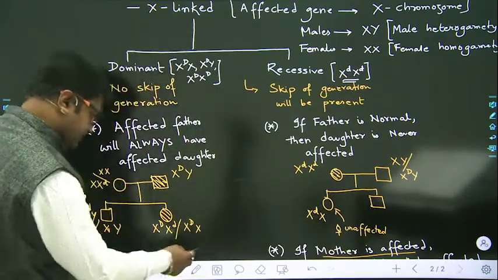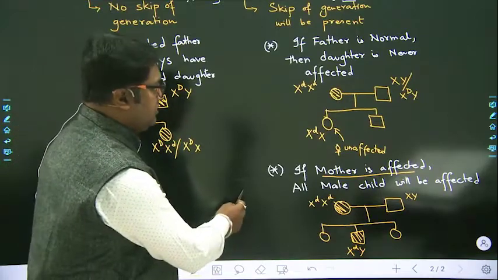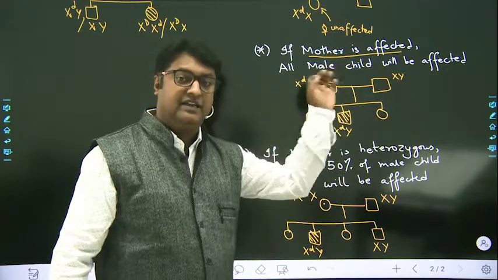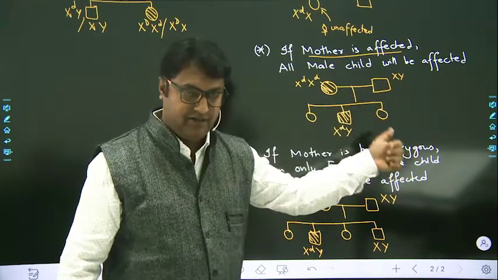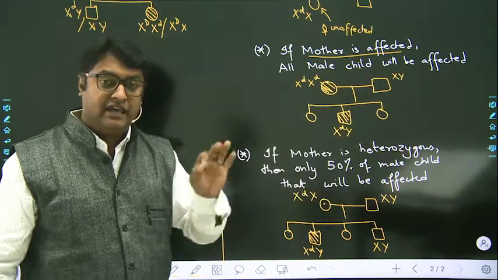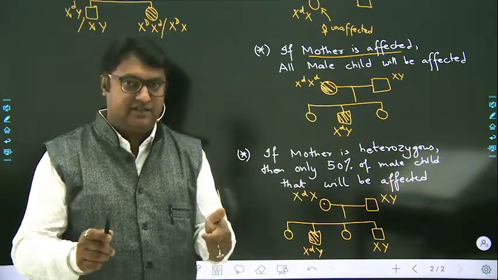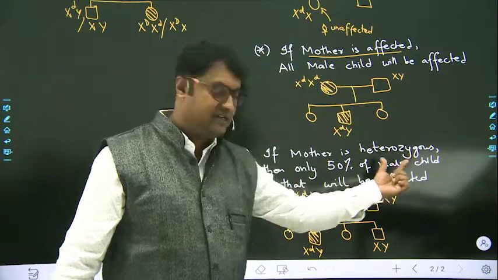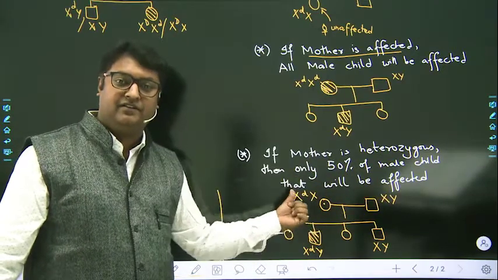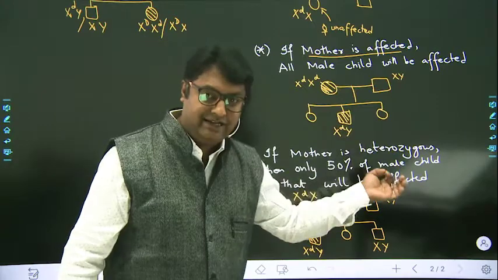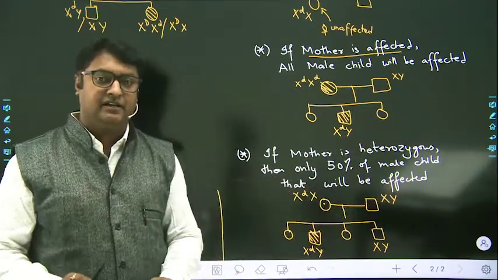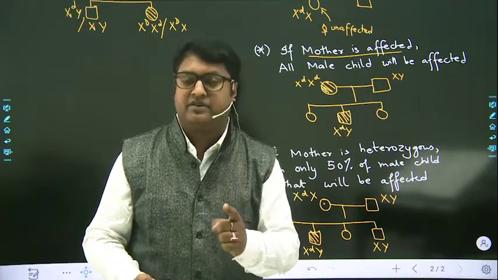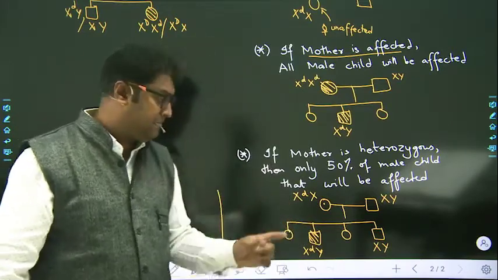Clear? Next, we learnt that if the mother is affected, then all the male children will be affected. And just reversing this statement, if the mother is a carrier and not affected, how will it be possible? If the mother is heterozygous, that is, either one of the X chromosomes is carrying the defective gene, then there is a probability that out of all the male children born, only 50%, that is half the male children, will be affected.